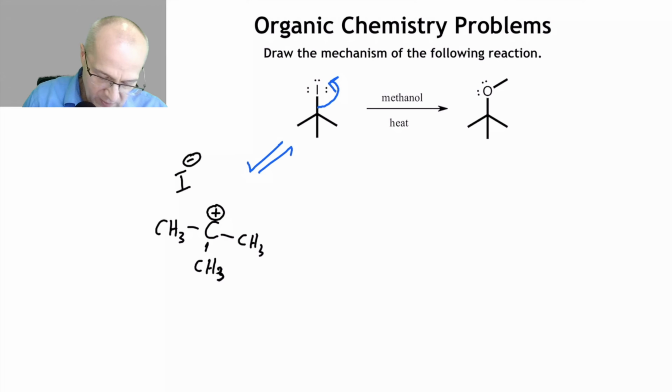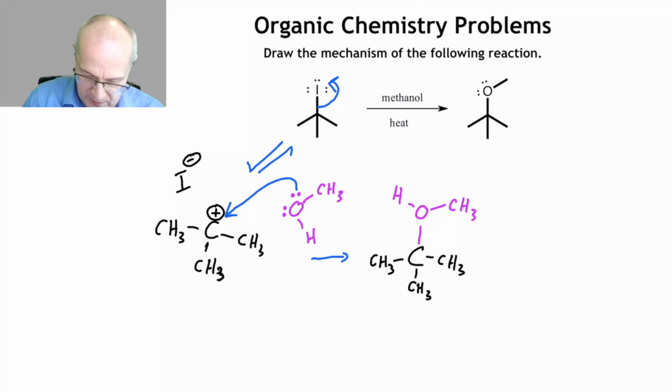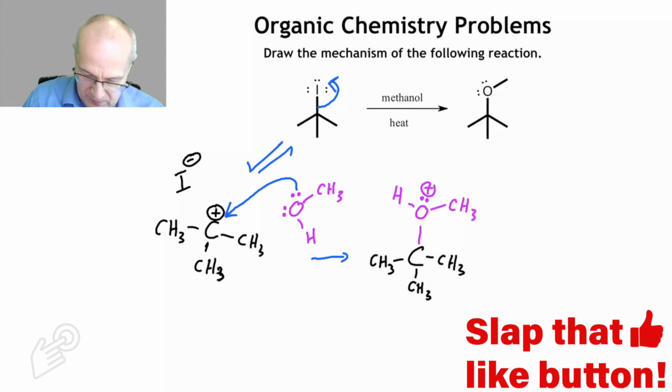Now, at this point, we have methanol in this reaction. Methanol is this structure. Now, the lone pair of methanol will attack the carbocation, and that will give us the carbon-oxygen bond. And now we're drawing in the protonated ether.